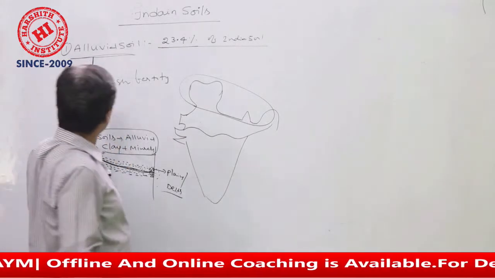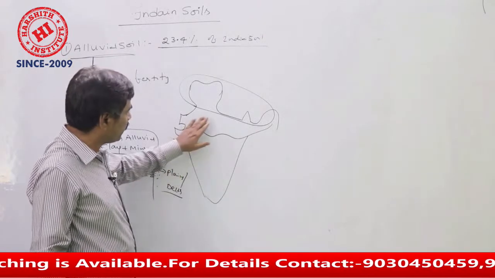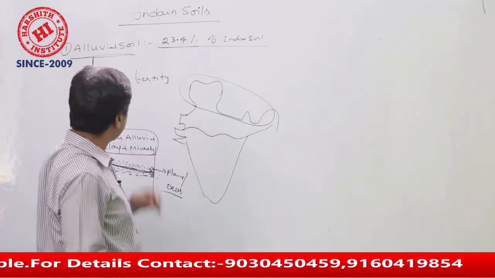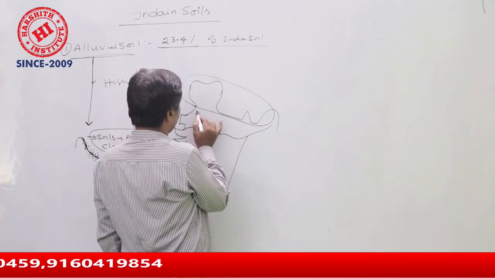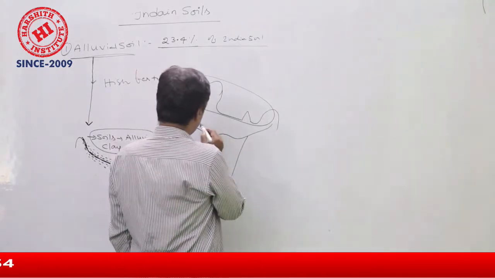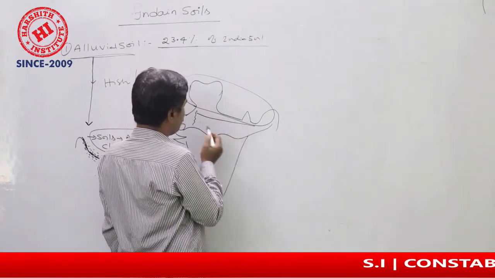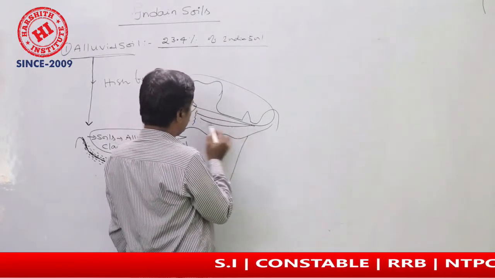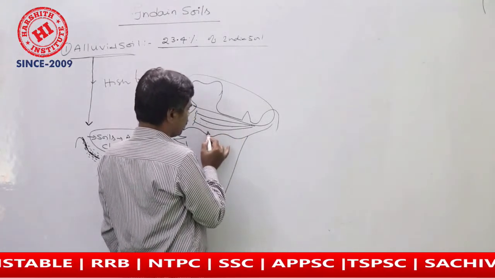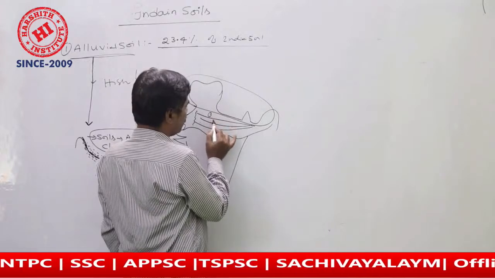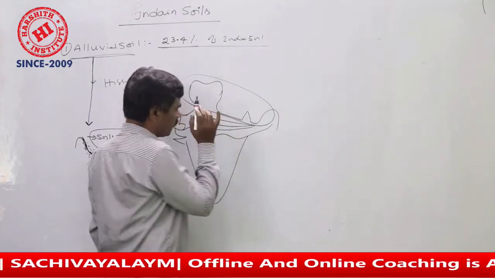is a high-fertility soil deposited on the west coast and east coast and in the Ganga, Sindhu and Brahmaputra region. In the Ganga, Sindhu, Brahmaputra plain, there are four regions. This is the Babar plain, this is the Terai plain, this is the Bangar plain, this is the Khadar plain.